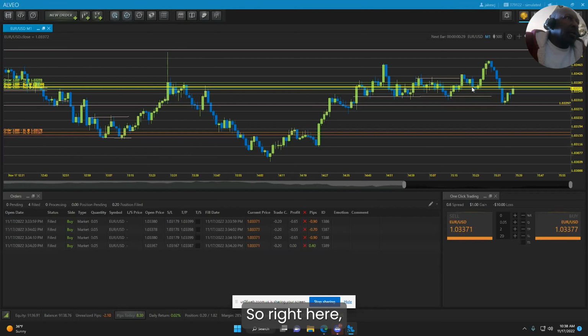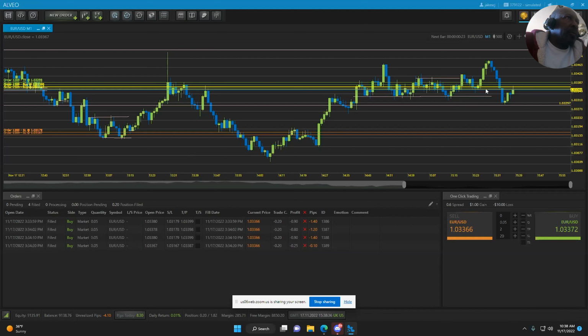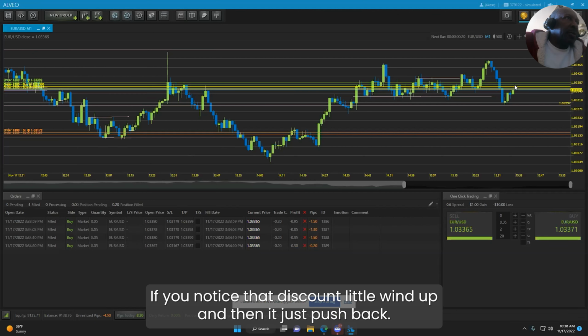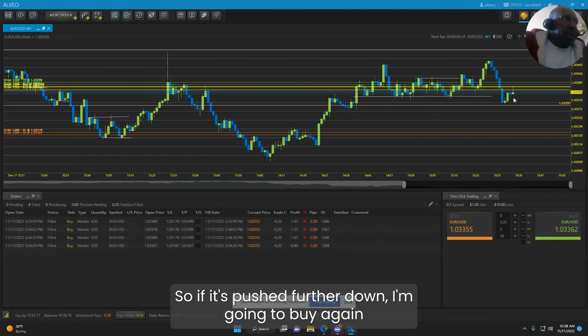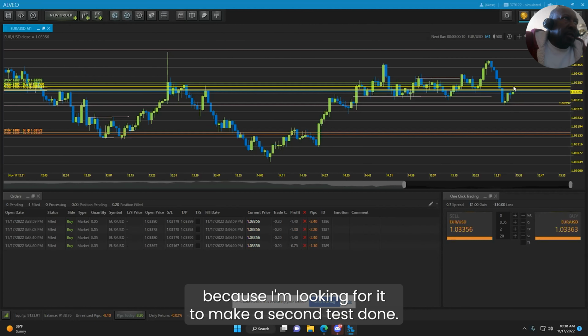So right here could be an area of resistance right along here. If you notice that this candle went up and then it pushed back. So if it's pushed further down, I'm going to buy again because I'm looking for it to make a second test.